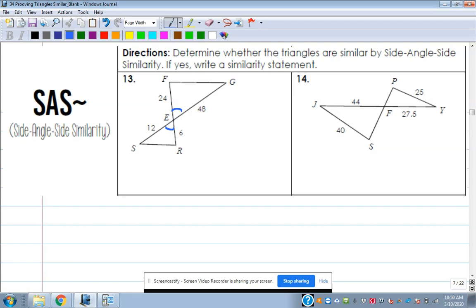So side ER should correspond to side EF, right? 6 over 24 or 24 over 6, whichever way. I'm going to do 24 over 6 because that makes more sense, which is 4. And then 48 over 12 is 4. So these are similar. Similarity statement: FEG is similar to RES. Good job.